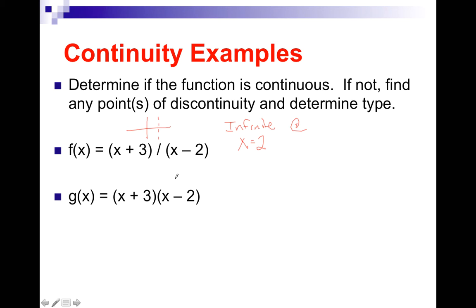This one I purposely put like this. Notice that it's x plus 3 times x minus 2. Well, this is just x squared plus x minus 6. That's just a quadratic. So this is continuous. All polynomials are continuous.